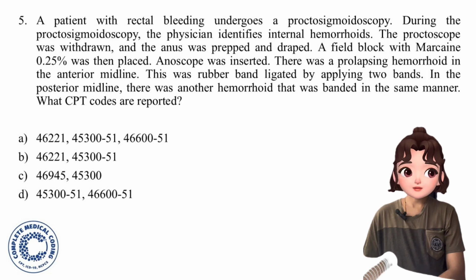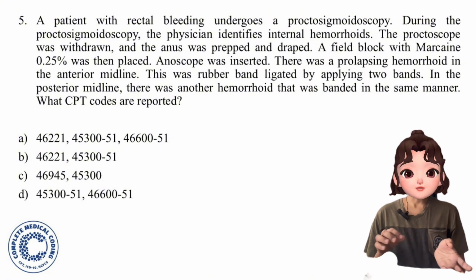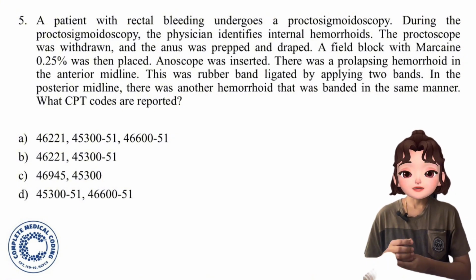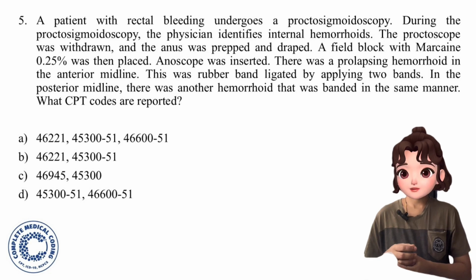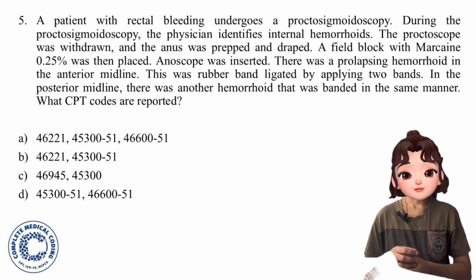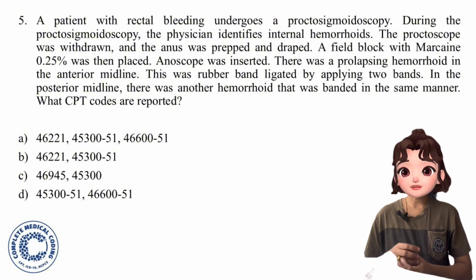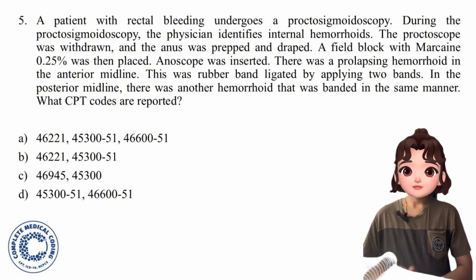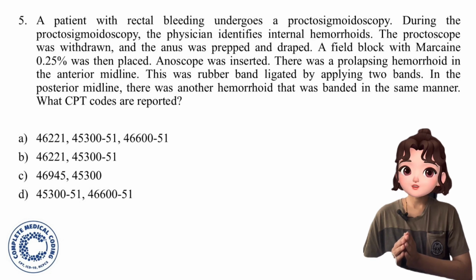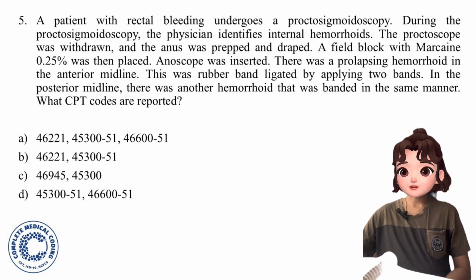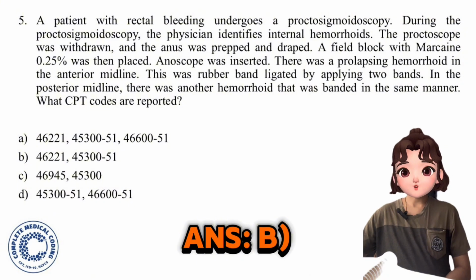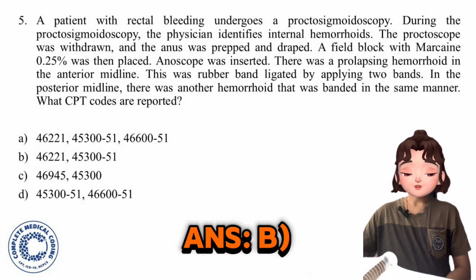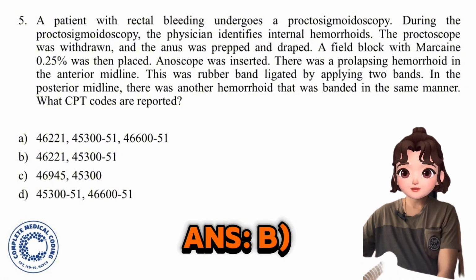And there is one specification for this code, 46221, hemorrhoidectomy internal by rubber band ligation. This code should be used only once per operative session. So the answer will be option B, 46221 for the hemorrhoidectomy, along with proctosigmoidoscopy code 45300, appended with modifier 51 to represent that this is a multiple procedure. So the answer is option B.